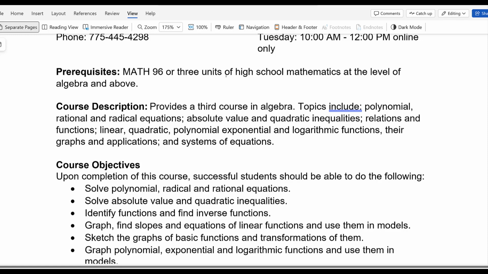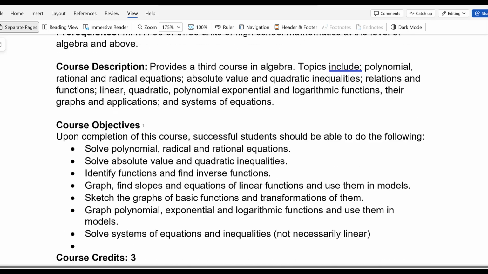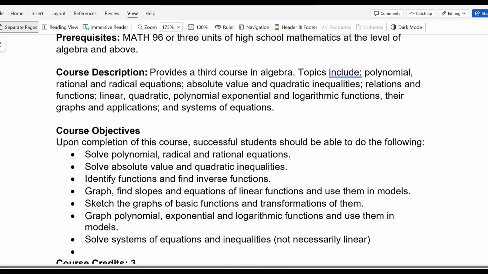Prerequisites: Math 96 or 3 units of high school mathematics at the level of algebra and above. So course description: provide a third course in algebra. Topics include polynomial, rational, radical equations, absolute value, quadratic inequalities, relations and their functions, linear, quadratic, polynomial, exponential, logarithmic functions, or graphs, applications, and systems of equations.